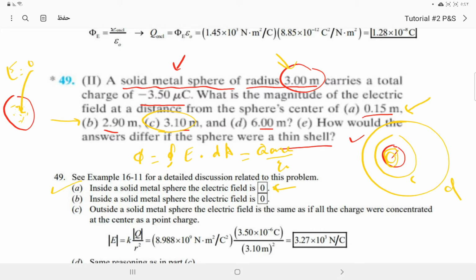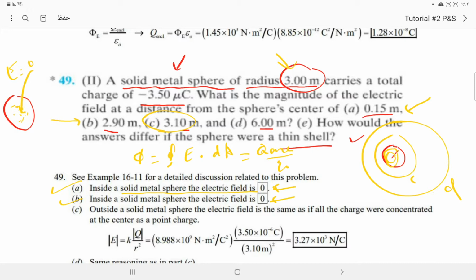So always inside a solid metal sphere, the electric field is 0. Don't forget, this is a conducting sphere. It's a conductor, like an iron sphere, like a sphere made of copper, whatever. Again, for B, we're still inside. B is 2.9 and the radius is 3, so we're still inside. Again, at B, the electric field is 0. Okay, what about outside, which is the case of C and D?